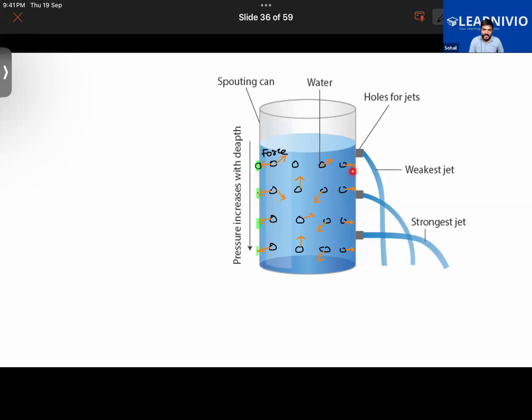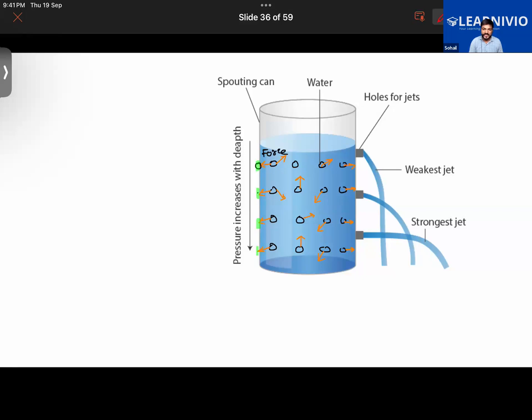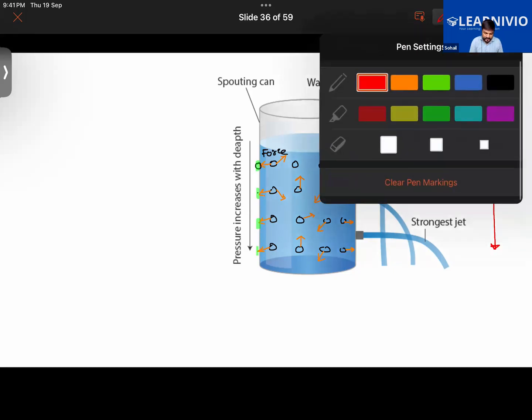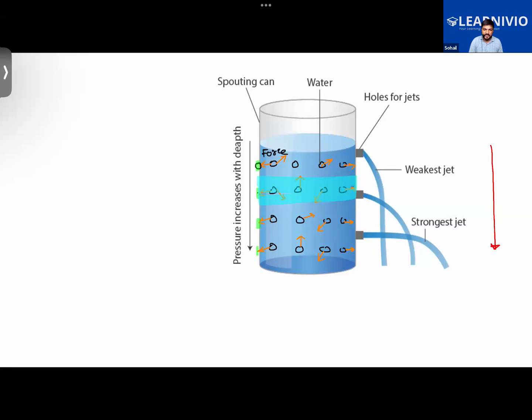Now, furthermore, when we look at this jet, the water jet coming from the bottom hole has maximum pressure in it. That tells us that with the increase in depth in the fluid, the pressure increases. Also, we know that at any given height in the liquid, like for example at this height, the pressure exerted by all the molecules would be similar. Try to understand this.